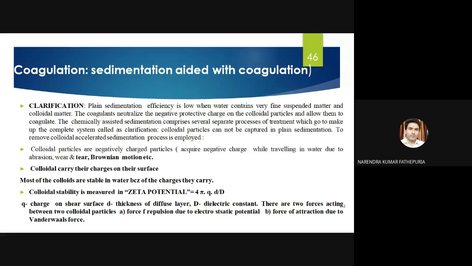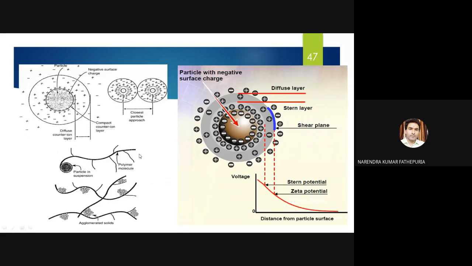process? And what kind of chemical process will take place, like zeta potential? Colloidal stability is measured in zeta potential, and these colloidal particles are negatively charged, and how the chemical reaction will take place. These mechanisms we discussed last time.